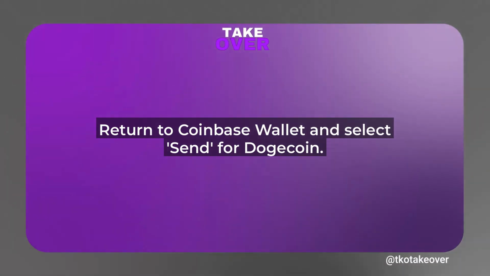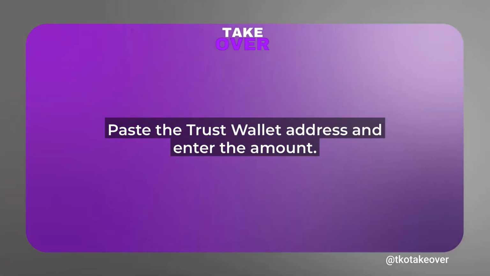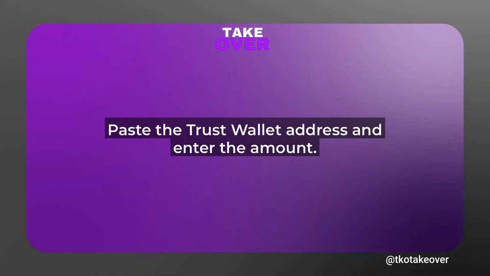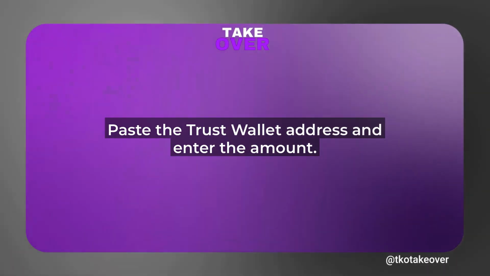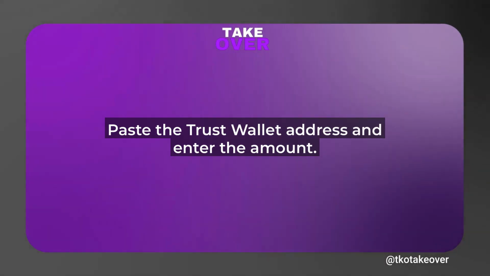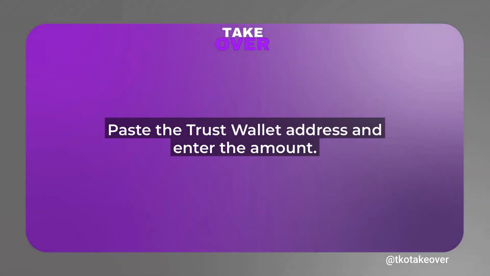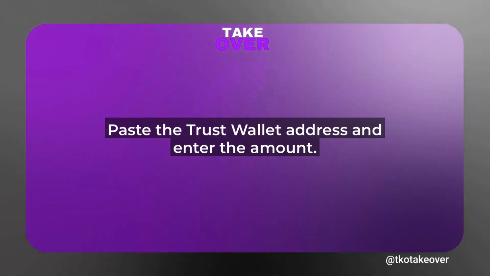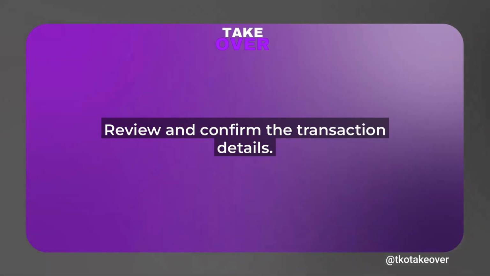Now, head back to Coinbase Wallet. Select your Dogecoin asset and hit the Send or Transfer button. Paste the Trust Wallet address into the recipient field. Enter the amount of Dogecoin you want to send. Remember to leave a little extra for network fees, which might be around 2025 standard rates. Review everything carefully, then confirm the transaction.